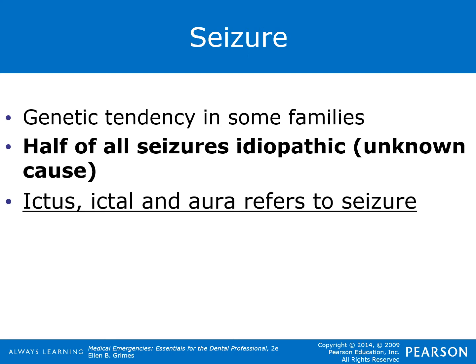Half of all seizures are idiopathic. Idiopathic is a word you'll need to know throughout this program. It means it has an unknown cause. Pathic is kind of the cause, and idio is the unknown part. If you see certain words like ictus, ictal, postictal, or aura, they all refer to a seizure.